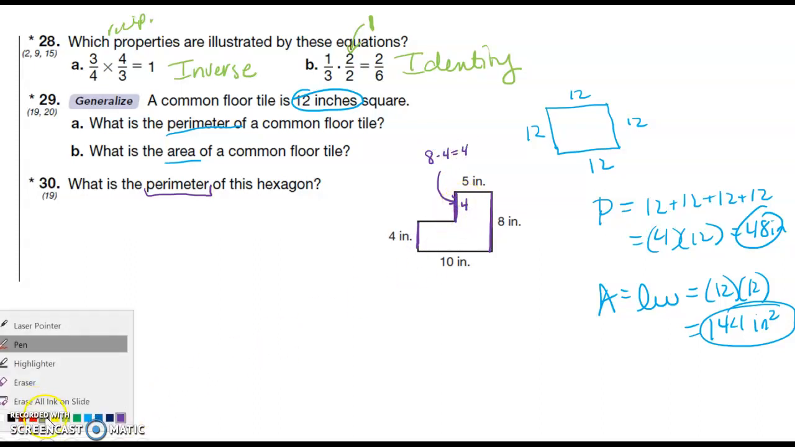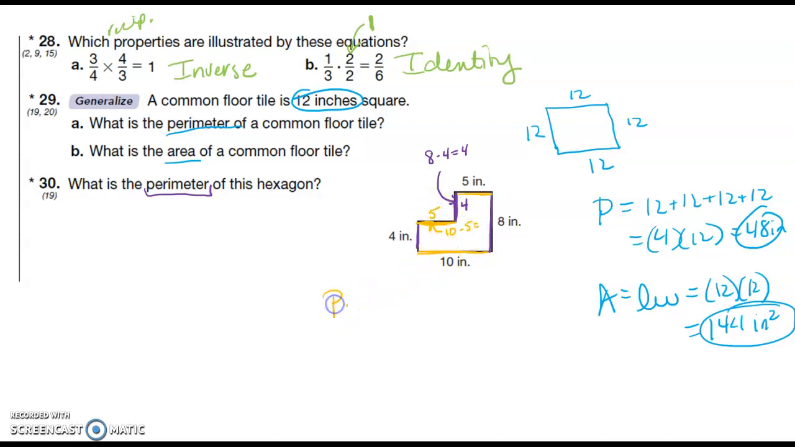And then to find this side, we know this is 10, and this is 5. So this is going to be 10 minus 5, which is 5. Now I can do my perimeter. Normally when I do my perimeter, I start at one place, and I go around until I get back to it. Okay, so 4 plus 5 plus 4 plus 5 plus 8 plus 10. Let me plug that into my calculator so that I don't lose it here. 36. That is the perimeter. 36 inches.